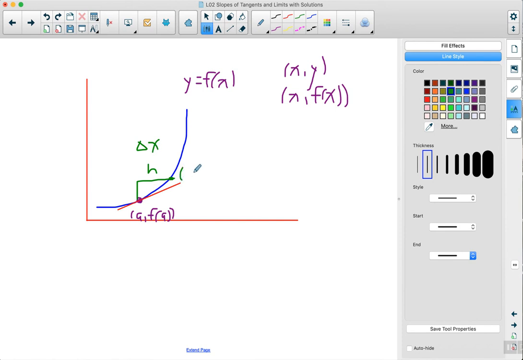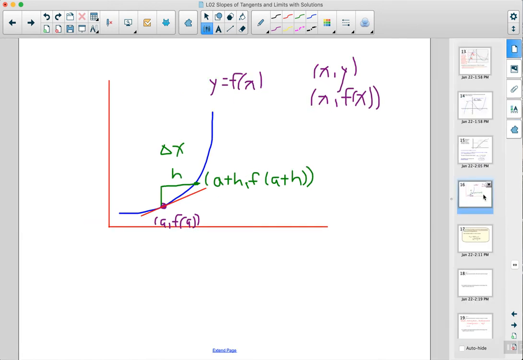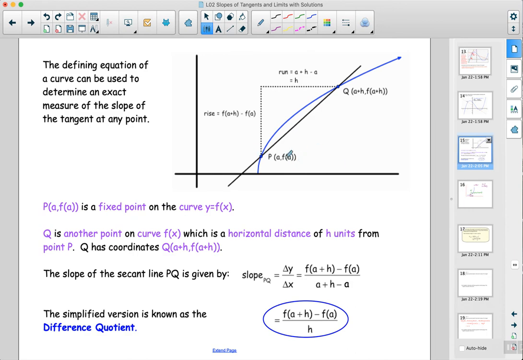So what has happened now is the new x coordinate will now become a plus h. We were at A, but we've shifted h units to the right, so we're now at A plus h, and the y coordinate will now be f at A plus h. So instead of writing y there, I'm going to plug A plus h into that function. So the coordinates of this point are A, comma, f at A, and the coordinates of my second point are A plus h, comma, f at A plus h. Now I'm just going to take you back to this picture. So that's how I created this here.